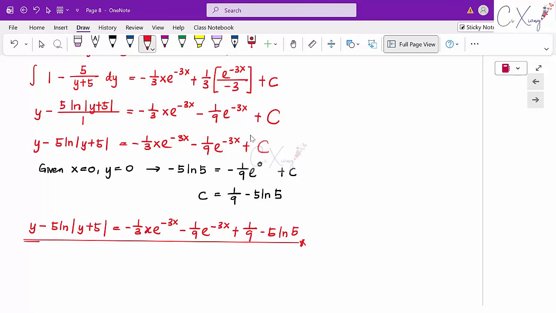When I'm recording this video, the official marking scheme hasn't been released yet, so I think this is the answer that I can show you. Once the official marking scheme is released, maybe you can double check and see whether they put the answer in this form or not. Yeah, so this is how we solve this question.